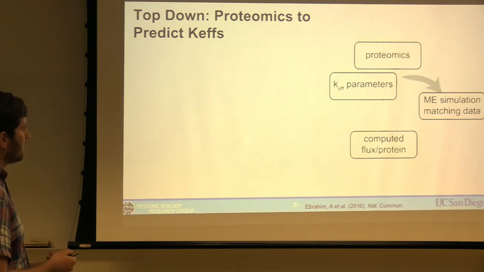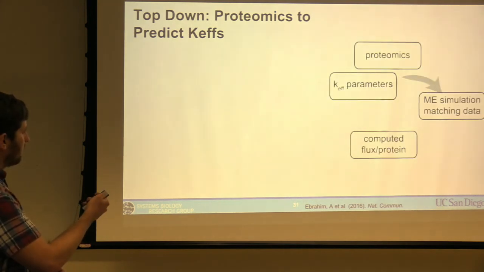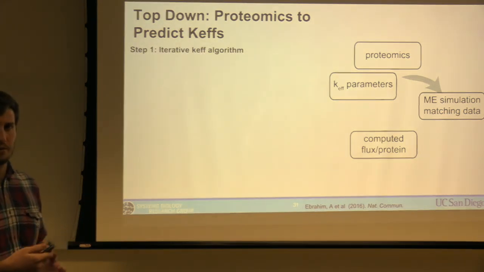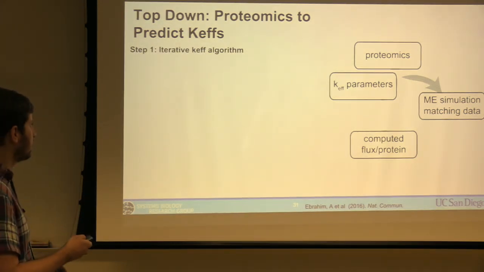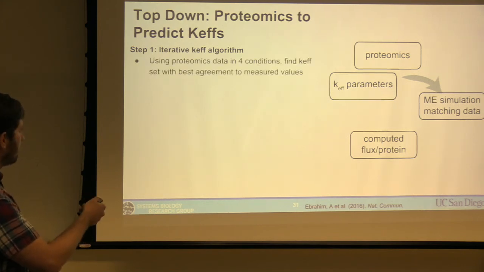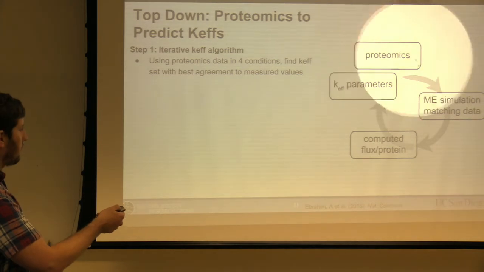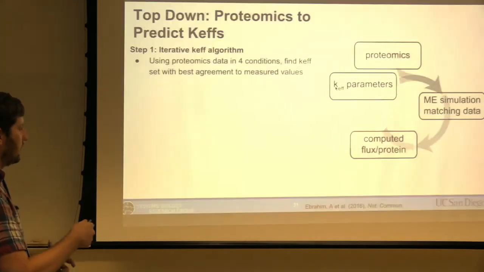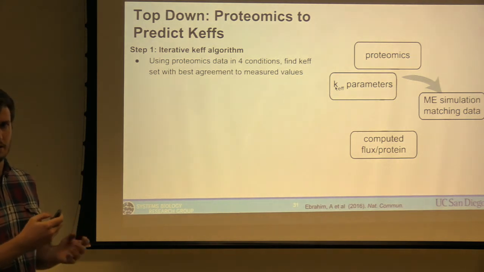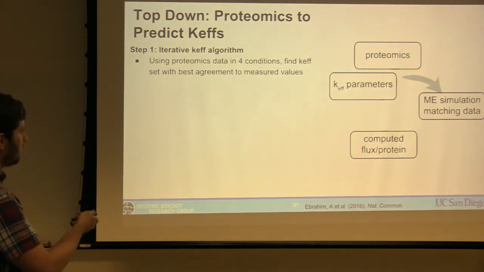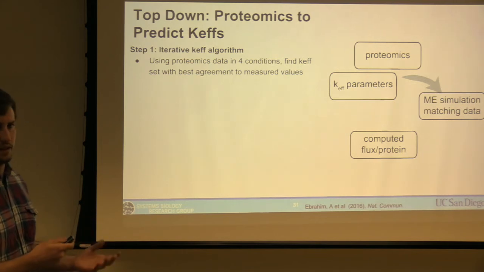And what this did is, for 4 different proteomics data sets on different glucose conditions, it used this iterative K-effective algorithm where it took in the proteomics data, ran ME model simulations, computed the flux per protein, and then tried to minimize the distance between the predicted proteomics and the measured proteomics. And it came up with a K-effective set for each condition that had the best agreement.